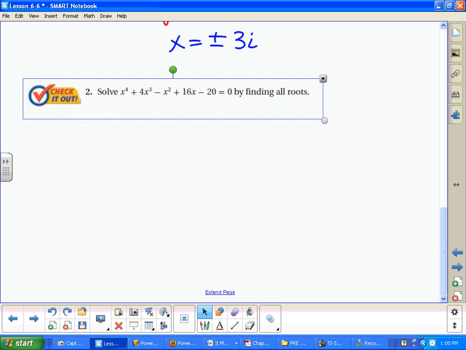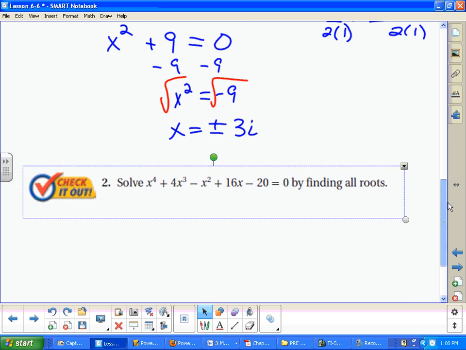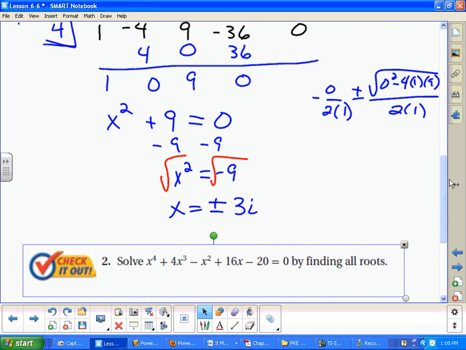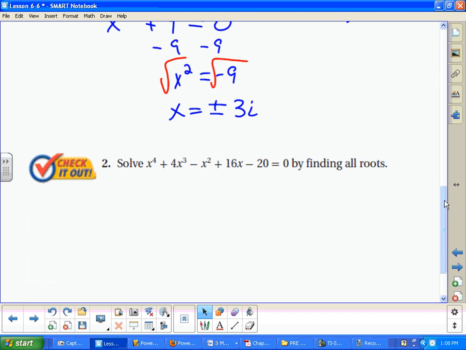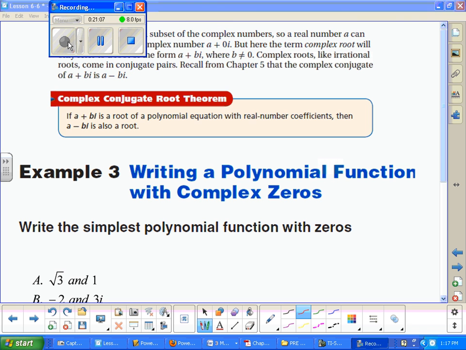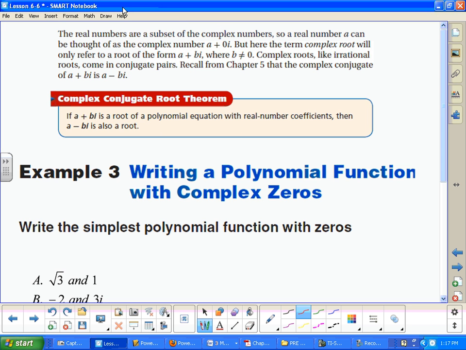Now, one thing to always notice too is that whenever we've gotten to this point here, or using the quadratic formula, what happens whenever I use the quadratic formula? How many answers do I get? 2 of them. I get the plus and I get the minus. Okay. All right. So I want you to do this one.